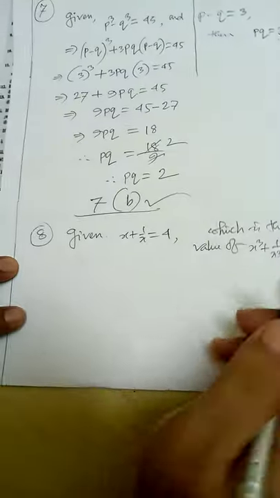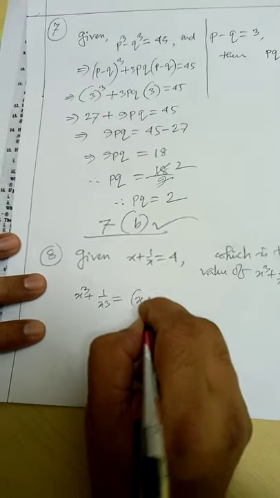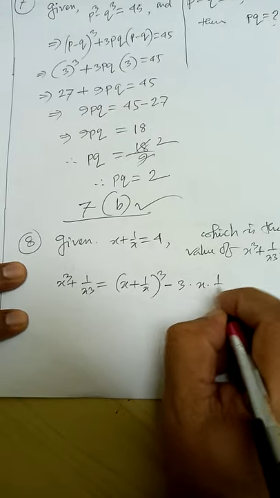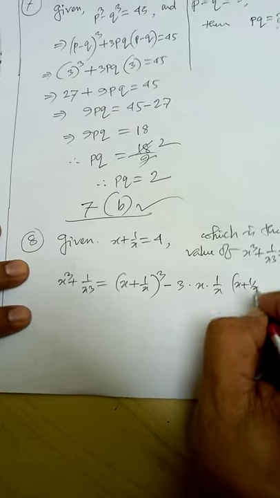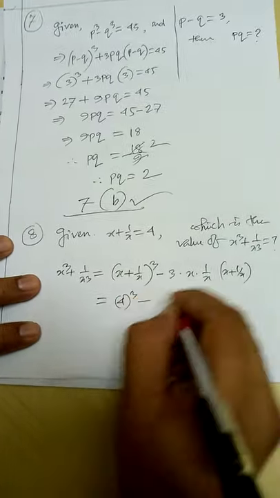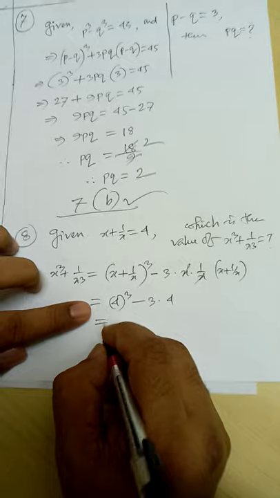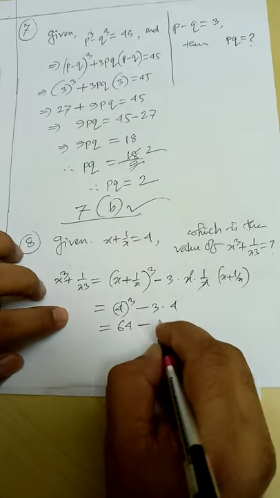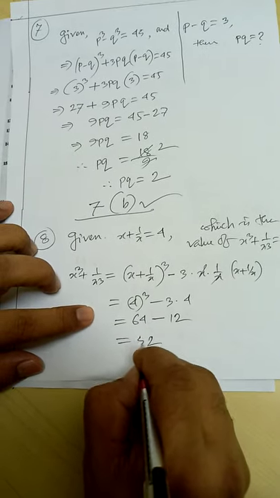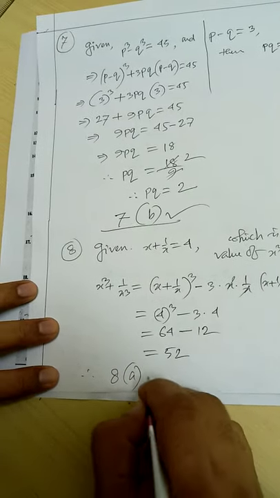So students, look, for x cube plus 1 by x cube, you can directly apply the formula: x plus 1 by x whole cube minus 3 into a into b, like a plus b, where a plus b is x plus 1 by x. So put the value of x plus 1 by x as 4. 4 cube is 4 into 4, 16, 4 into 16, 64, minus 3 into 4, 12. So 64 minus 12 is 52. So question number 8, answer A, 52, is correct.